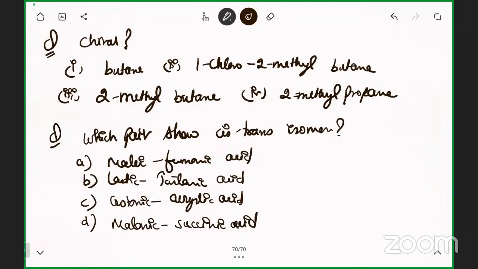Okay, first one, chiral. Which one is chiral? Is it first, second, third, fourth? Sir, I think it is third. It is? Third one, sir. So this is second, this is third, okay? So according to you, this third answer is correct. Okay, anyone else? Yes, sir.